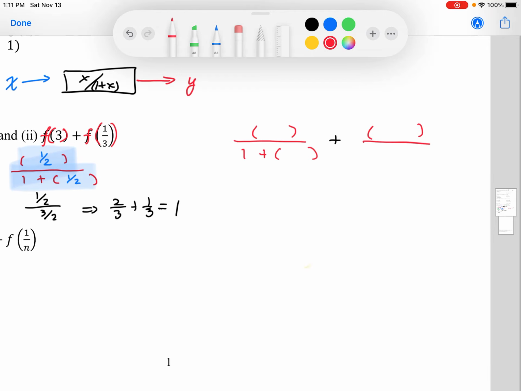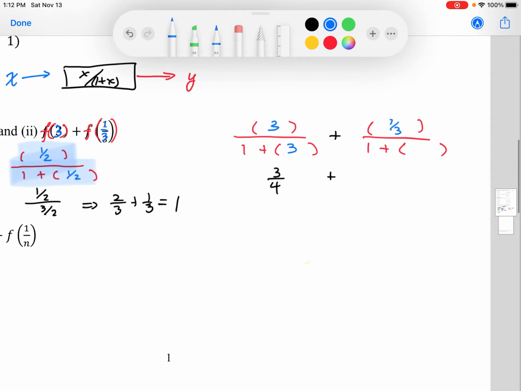We're just going to look at the outside of it, the input over 1 plus the input. Once we've established the function, we make sure we identify the input of the function, which is going to be 3. So I'm going to put 3 into that function and simplify that. That becomes 3/4. In the second part of that, I'm going to input 1/3. So I end up with 1/3 over 1 plus 1/3, and that is 1/3 over 4/3.